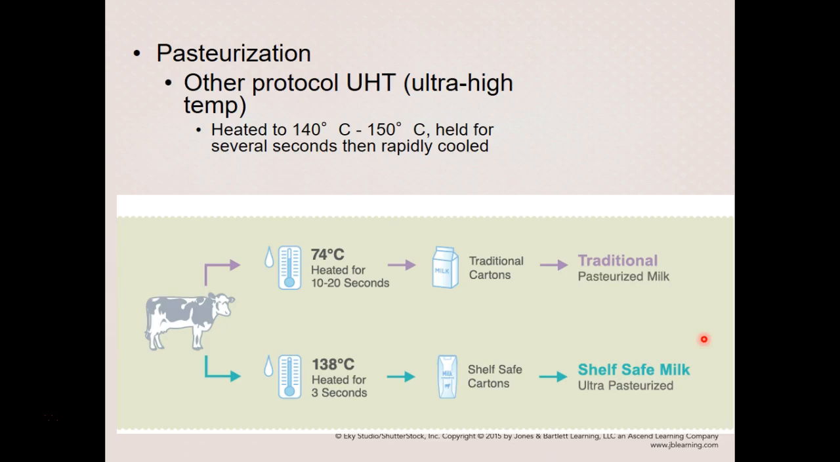And we hold it there for just a few seconds, like 3 to 5 seconds. And then we drop that temperature down to that really cold temperature of 4 or 5 degrees Celsius. And what that does is it kills off microbes so effectively and gets rid of all those spoilage microbes that then we can package the material and store it on shelves. And so this is how we produce milk that is shelf safe.